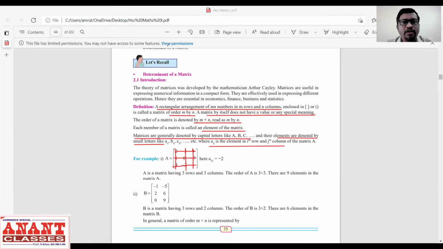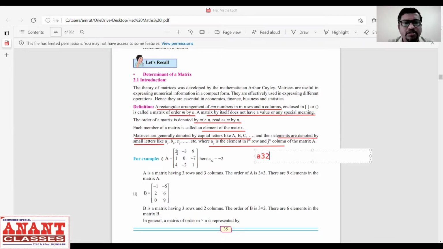Now they have written one value. What is the value here? Look, a_32, which means third row and second column. They are marking the element a_32, third row and second column. So a is an element of matrix A. Matrix A is in capital letter and small a means its element.